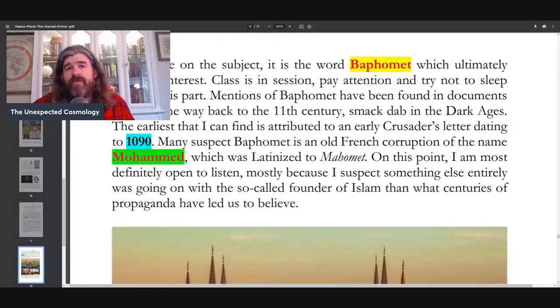Many suspect Baphomet is an old French corruption of the name Mohammed, which was Latinized to Mahomet. On this particular point, I am most definitely open to listen. I mean, mostly because I suspect something else entirely was going on with the so-called founder of Islam than what centuries of propaganda have led us to believe. I'll probably be using that word a lot today, propaganda.